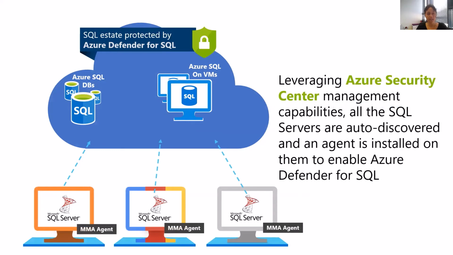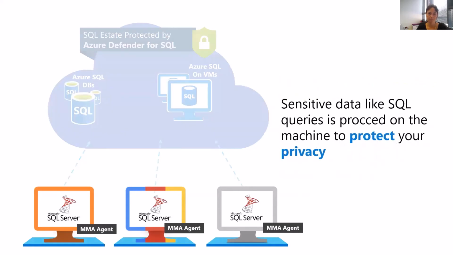Leveraging Azure Security Center management capabilities. All these SQL servers are auto-discovered, and an agent is installed on them to enable Azure Defender for SQL. As I said in the beginning of this section, performance and privacy are a priority for us, and the architecture we use supports that. Sensitive data, like SQL queries, is processed on the machine to protect privacy.